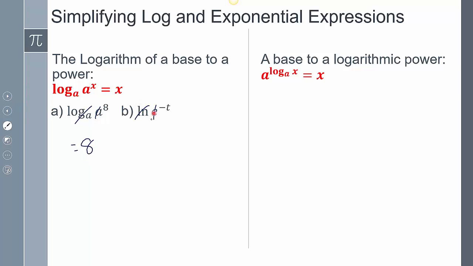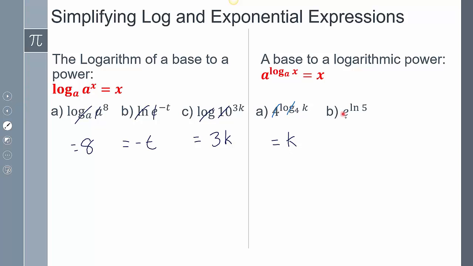ln of e to the negative t, those cancel out, I'm left with negative t. Log base 10 of 10 to the 3k, well this is log base 10. Log base 10 and 10 will cancel out, and so I'm left with 3k. My a and log base a cancel out, I'm left with k. e and the ln cancel out, I'm left with 5. 10 and the log cancel out, and I'm left with 7t.